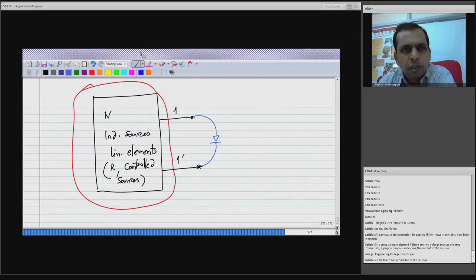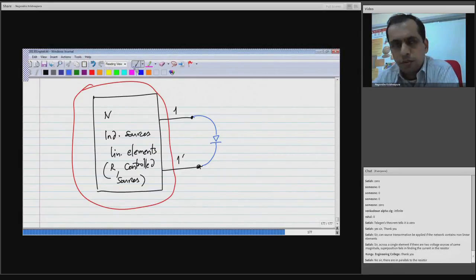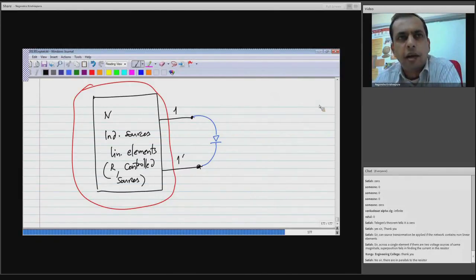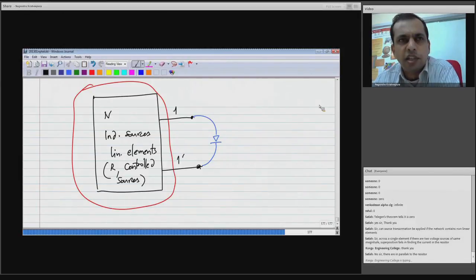Okay, there is another question. Again, I'm not clear of what this question is. It says, across a single element, if there are two voltage sources of same magnitude, superposition fails in finding the current in the resistor. The question is, are there voltage sources in series? Is that what is meant here?